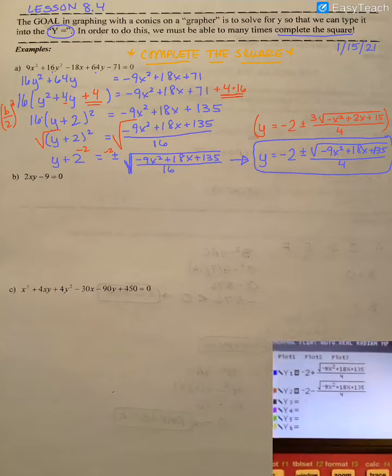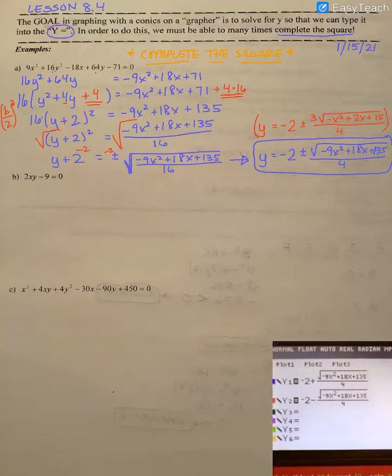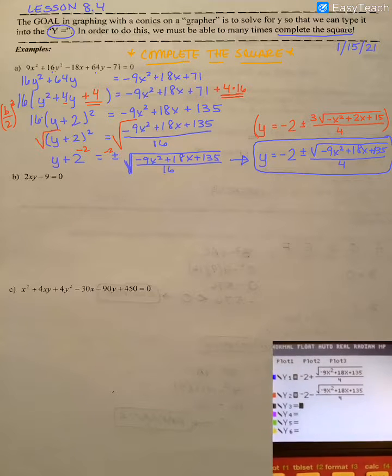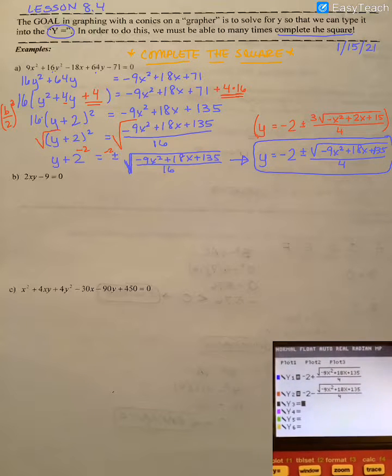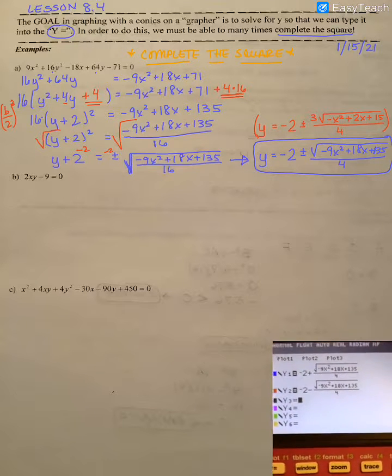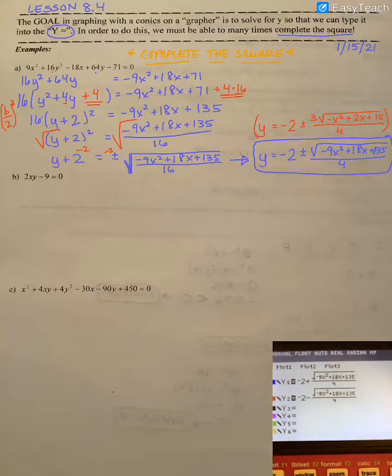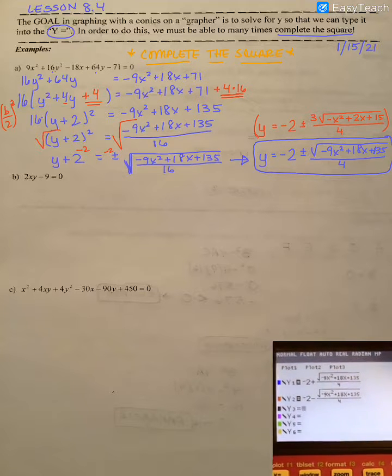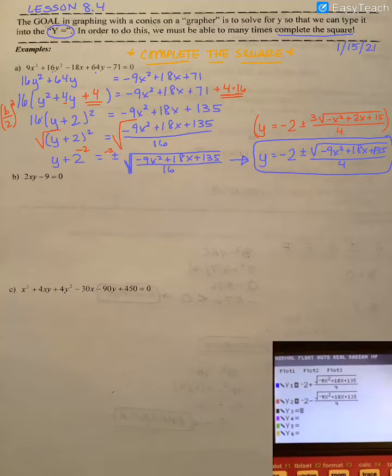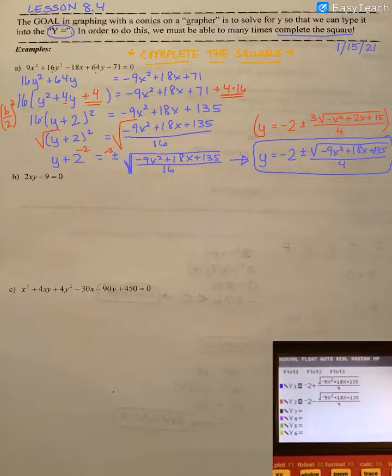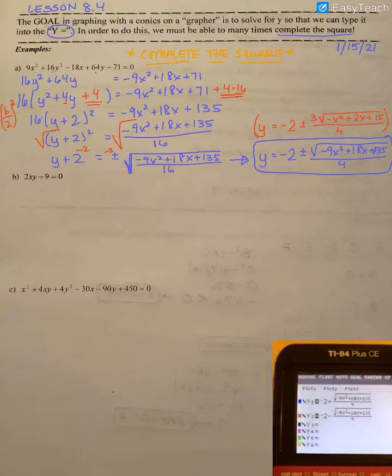Now, I went ahead and I already have them typed in. You'll notice as I have them typed in, I have -2. First of all, plus or minus, forgot to mention, that means two equations, right? So I have y1 as -2 plus the fraction, y2 is -2 minus the fraction. The other piece I'll point out is, notice, because I took the square root of 4, it's not under the radical. Now, if you have a calculator that does not do the fraction, you might have to use parentheses within your radical.